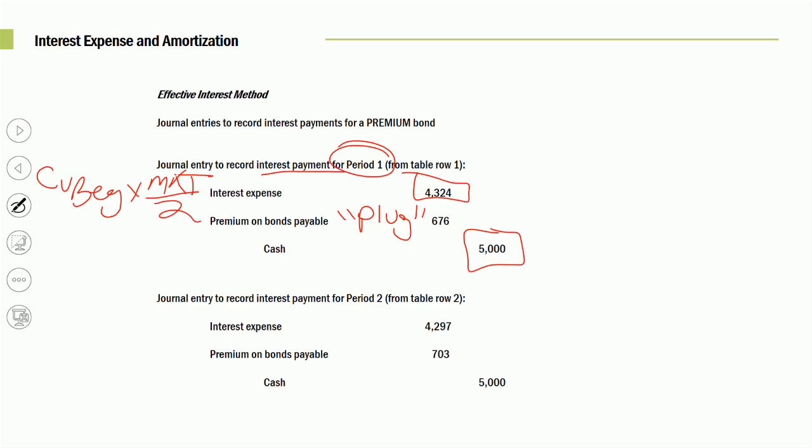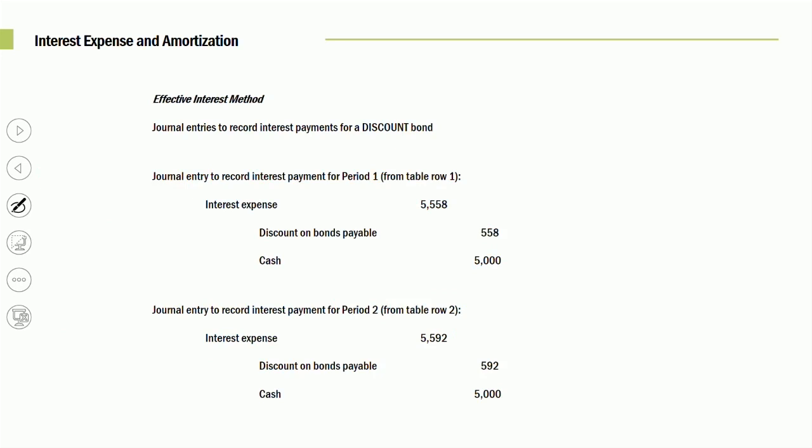Period number 2, just as we saw, we're still writing a check for $5,000, but as the carrying value goes down, as you get pulled down towards par, what happens to your interest expense? It's no longer 4,324. It gets pulled down, so it's not a constant dollar, it's a constant rate, 4% of whatever the beginning balance is. And then what's your plug figure again? Your premium on bonds payable. Not so bad.